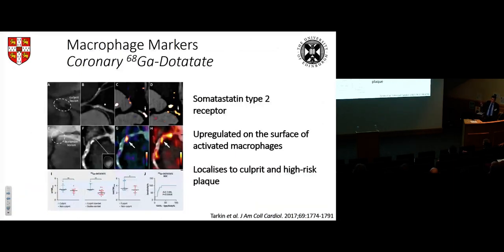Finally, there are other novel tracers. Zahi already alluded to this with James Rudd's work in Cambridge, using gallium dotatate to do some coronary imaging. I think getting better macrophage markers in the plaque is certainly the way forward, and we've got several novel tracers that we're trying to develop. In addition, we're hoping to get some experience of gallium dotatate later this year.